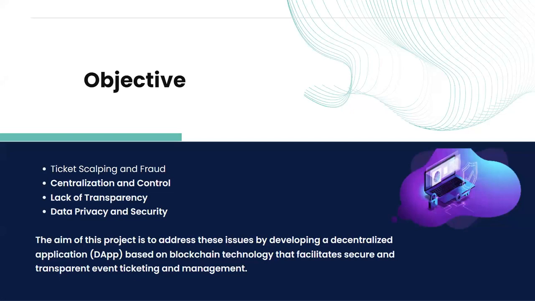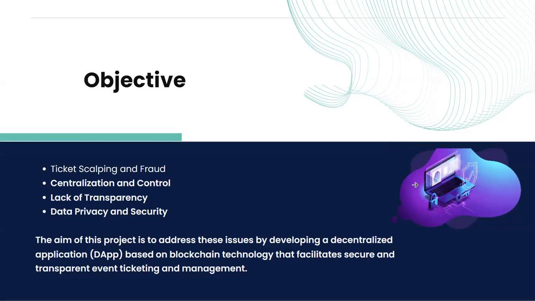So there were some major challenges in the current ticketing system. The first challenge was ticket scalping. This means that tickets were bought and resold at inflated prices, depriving the genuine fans of attending events. Additionally, there were also fraudulent tickets that can be circulated in the market, leading to financial loss. The next problem was centralization and control. There were intermediaries between event managers and customers that cost a lot of high fees for the customers, and they very tightly controlled the ticketing system. So this also causes the third point, which is lack of transparency.